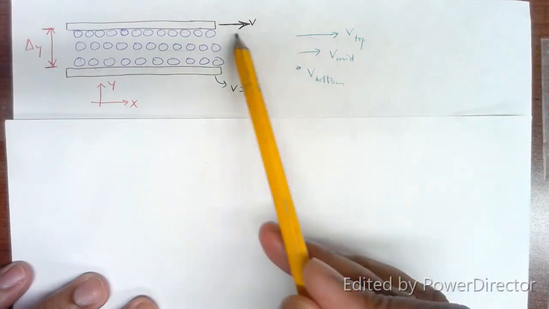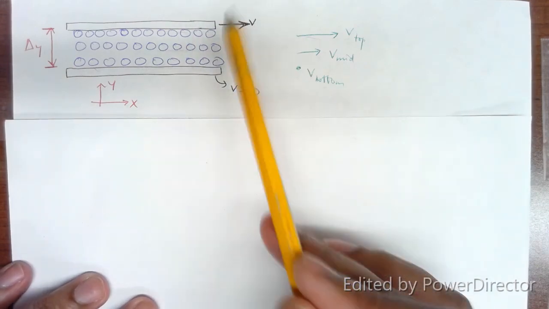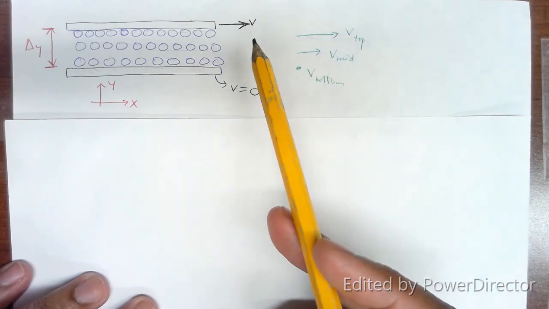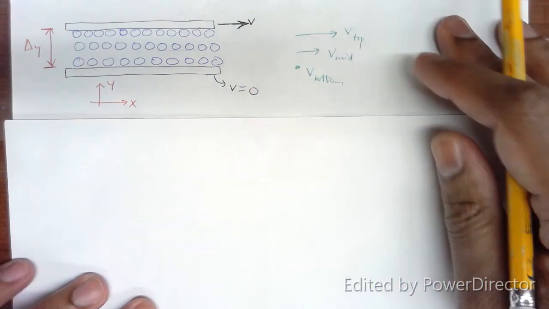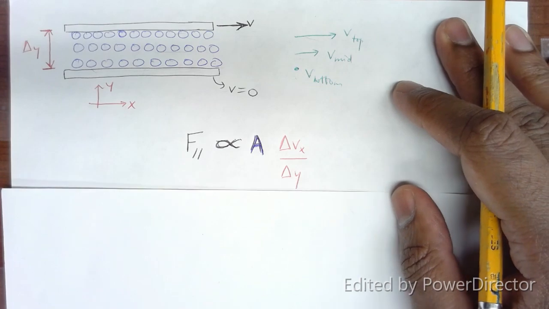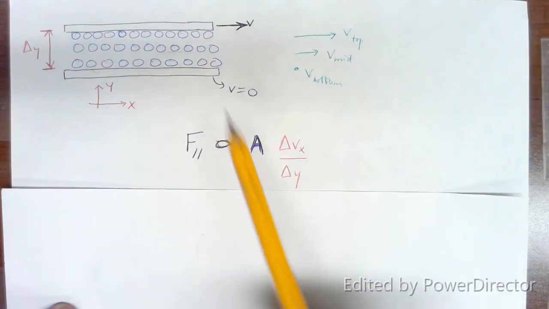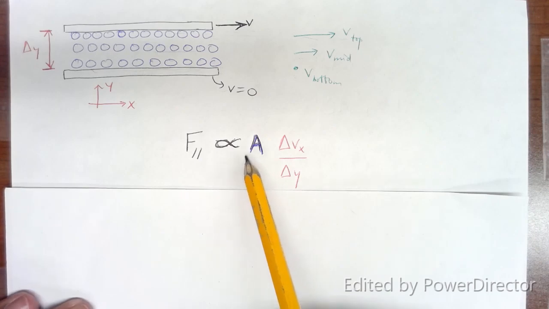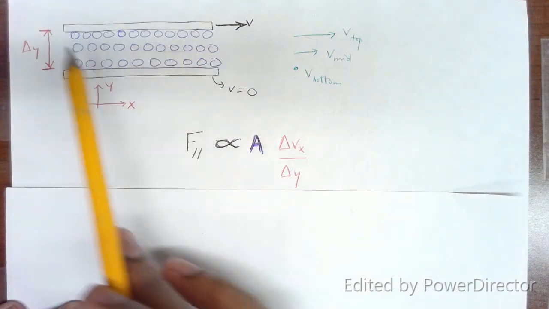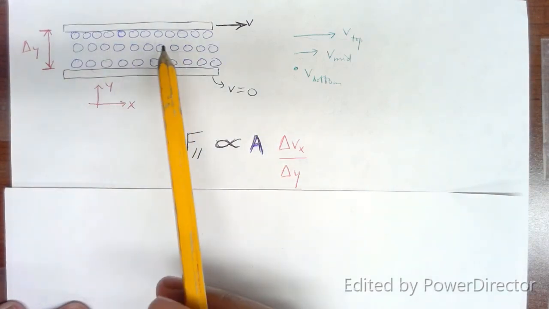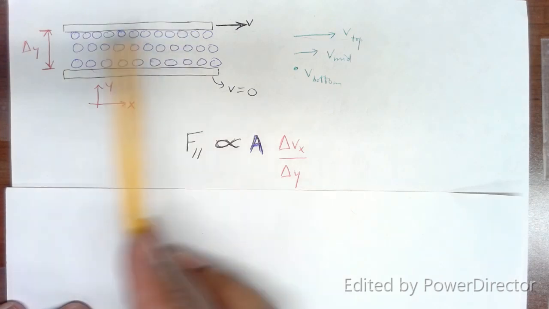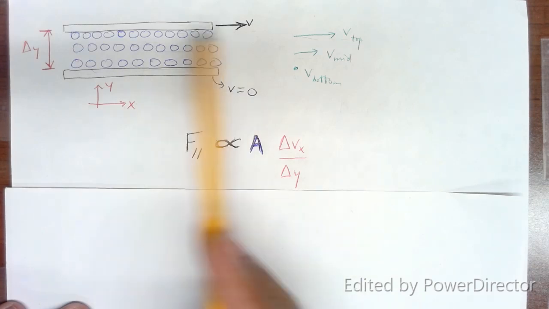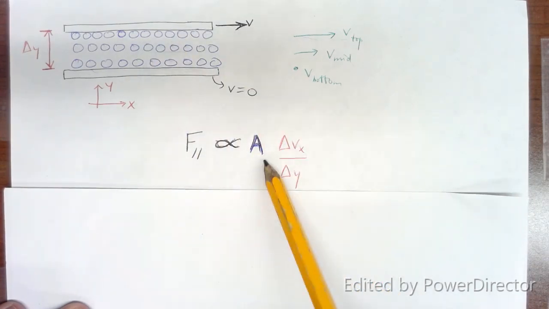So the force required to keep this plate moving at a constant velocity tells us something. It is basically the viscous force. This F parallel is parallel to these layers of liquid. We expect it to be proportional to the area, because the more the plate is in contact with the liquid, the easier it is for the liquid to exert this retarding force on the moving plate. So it's proportional to the area.